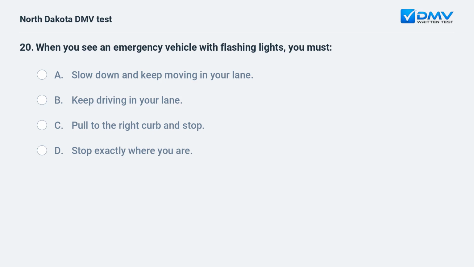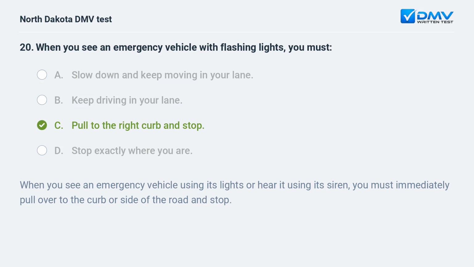When you see an emergency vehicle with flashing lights, you must: A. Slow down and keep moving in your lane. B. Keep driving in your lane. C. Pull to the right curb and stop. D. Stop exactly where you are. C. Pull to the right curb and stop. When you see an emergency vehicle using its lights or hear it using its siren, you must immediately pull over to the curb or side of the road and stop.